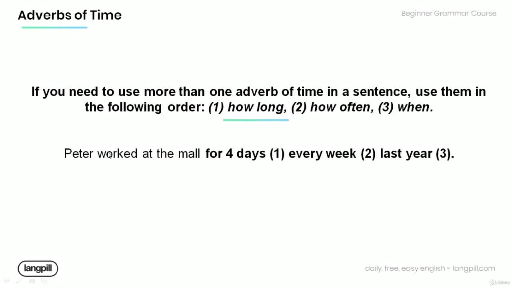And if you need to use more than one adverb of time in a sentence, use them in the following order. 1. How long? 2. How often? 3. When? Have a look at the example below. Peter worked at the mall for 4 days, every week last year. Note that 4 days tells us how long. Every week tells us how often. And last year tells us when.